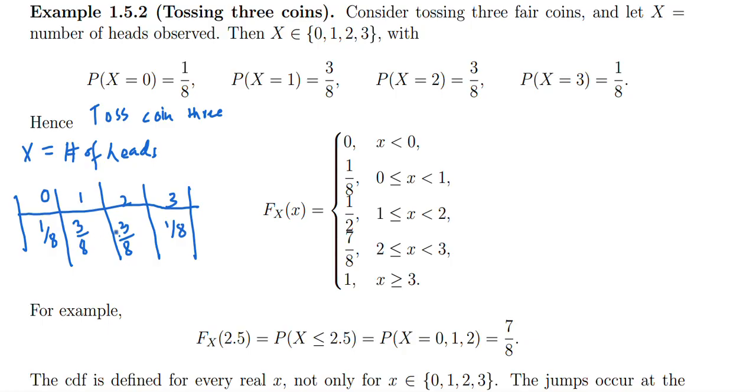Right? So let us try to find the probability of X equals 0. This is already given from here. Consider tossing a fair coin, and let X equal the number of heads observed. X belongs to 0, 1, 2, 3. Probability of X is 0 and so on. So if I take x to be negative, then the probability of X less than 0 would be nothing, this would be 0.